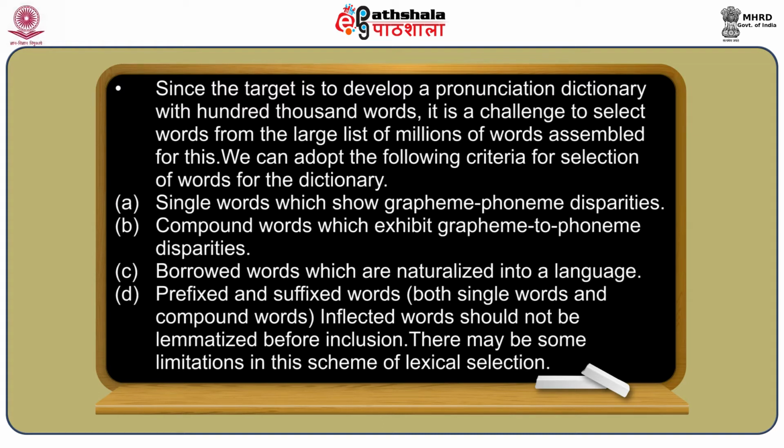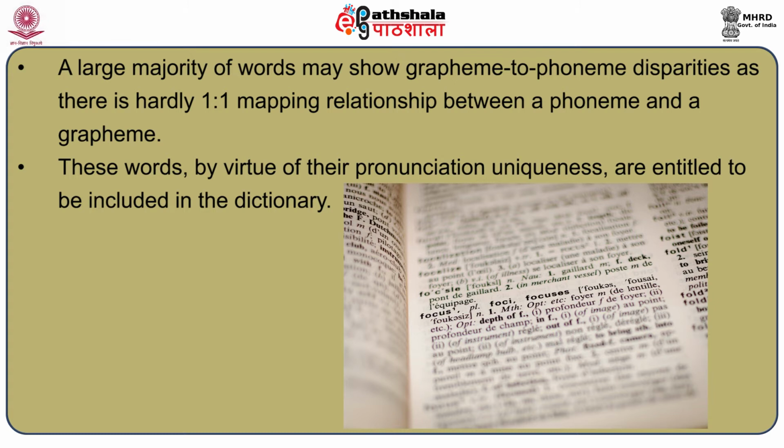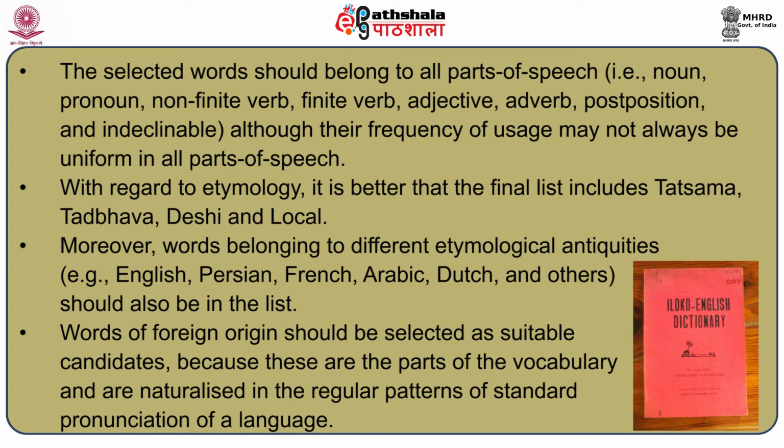There may be some limitations in this scheme of lexical selection. A large majority of words may show grapheme to phoneme disparities, as there is hardly 1:1 mapping relationship between a phoneme and a grapheme. These words, by virtue of their pronunciation uniqueness, are entitled to be included in the dictionary. Moreover, the words which exhibit grapheme-phoneme similarities also need to be included in the dictionary so that their pronunciation, usage, parts of speech, and other lexicographical information are available to the end users. Therefore, it is better that words with grapheme-phoneme disparities as well as words with grapheme-phoneme similarities should be included in the dictionary.